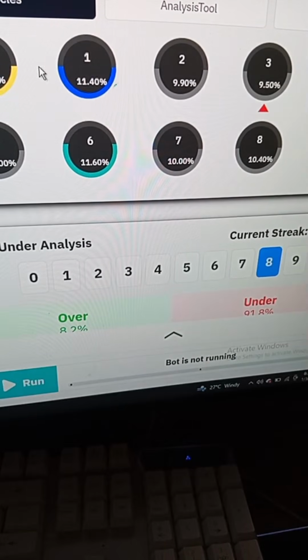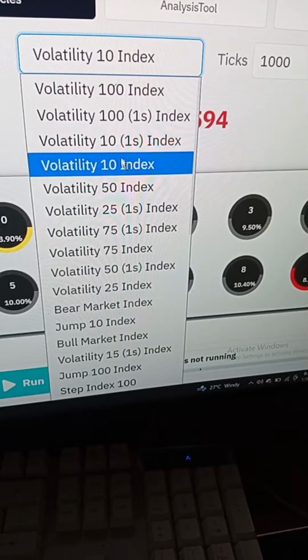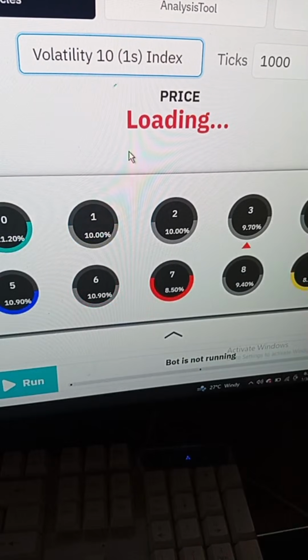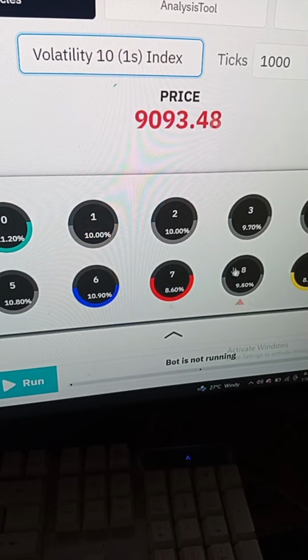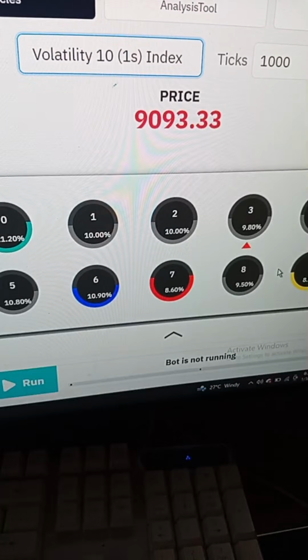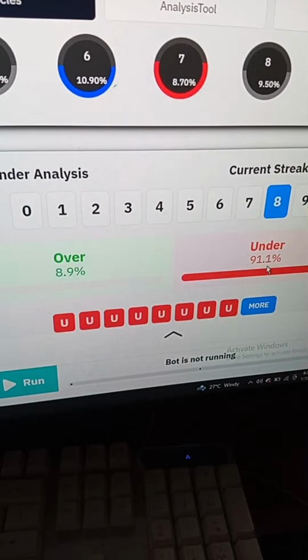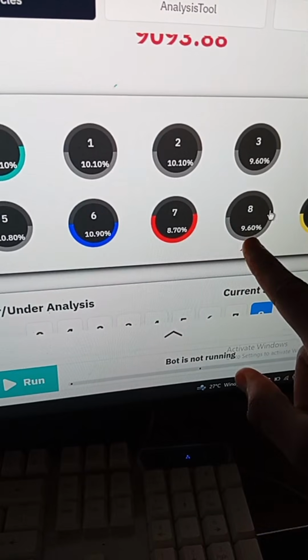Okay, 10-1S is stabilizing. Let me check it out quickly. Where is it? 10-1S, where are you? All right, 10-1S under 8 is not bad. I can see the percentage is okay. So you have to wait for it to decrease so that you enter.